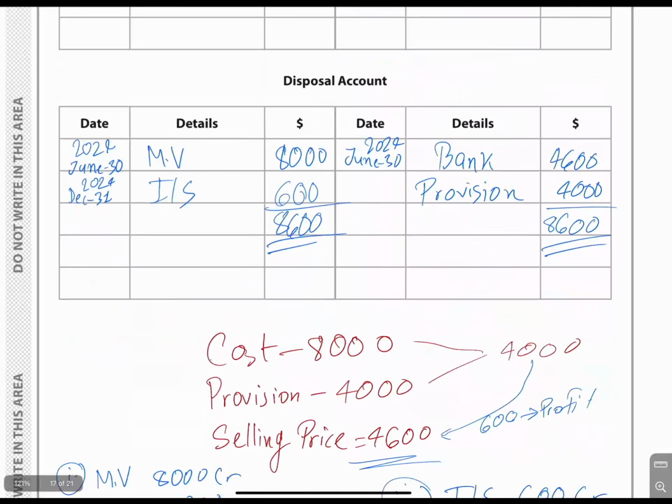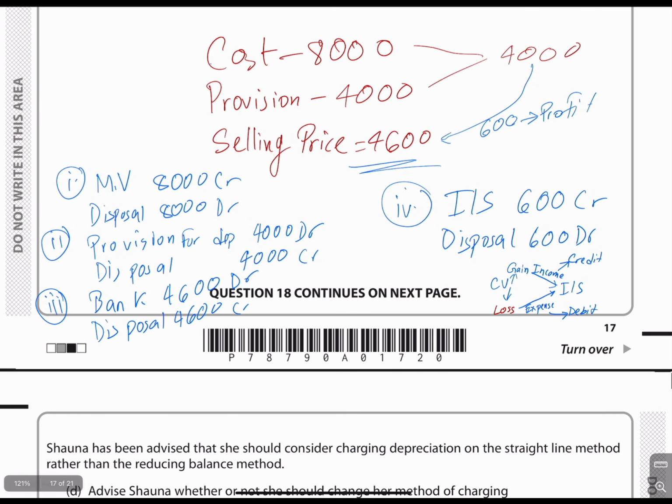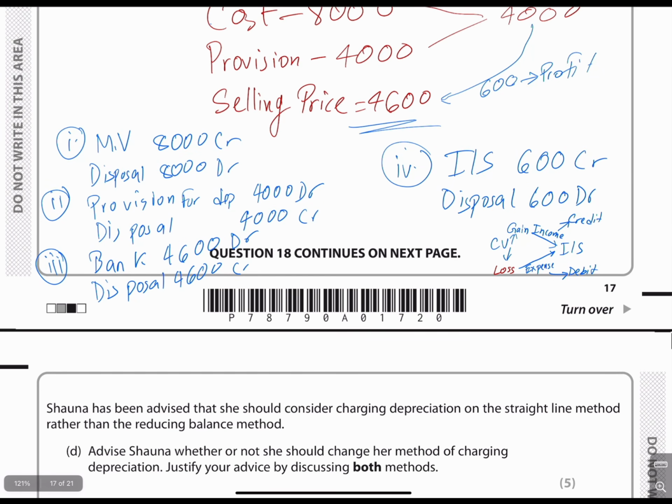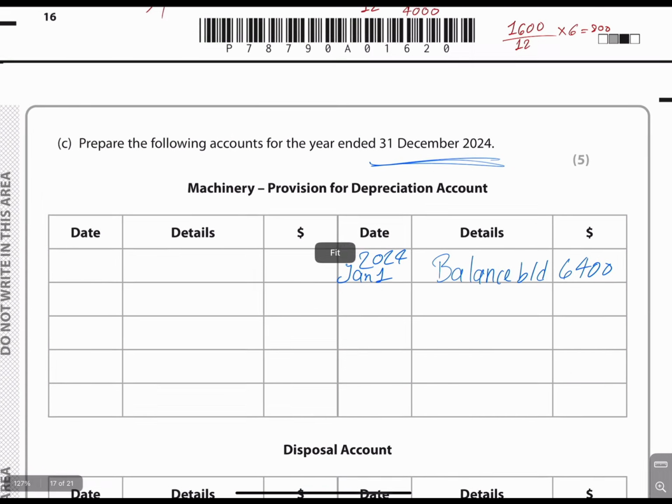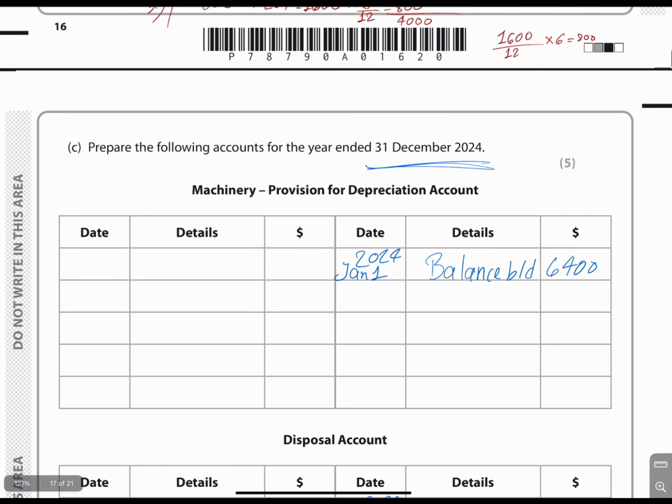Then we do this. We have sold one asset which had a depreciation of 4,000. Now if you want to transfer this journal, it's easy. Provision for depreciation is debited, so enter the amount on the debit side, and write it as disposal. If you want to know more about this journaling technique, you can comment down below.